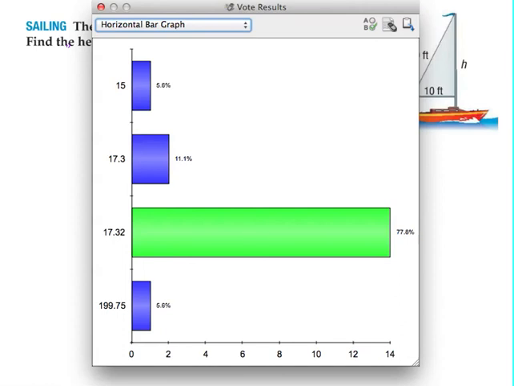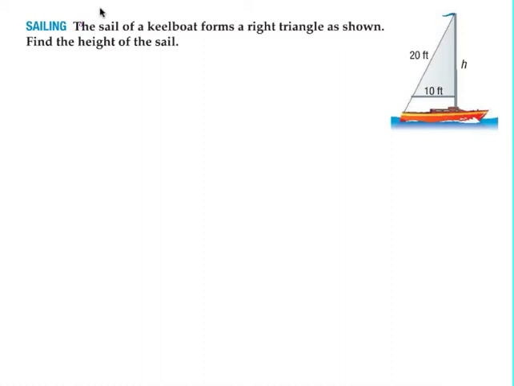Okay, answer 17.32. So the answer 17.3 would also be correct. Nice job. So you should have had h squared plus 10 squared equals 20 squared. Okay, questions?